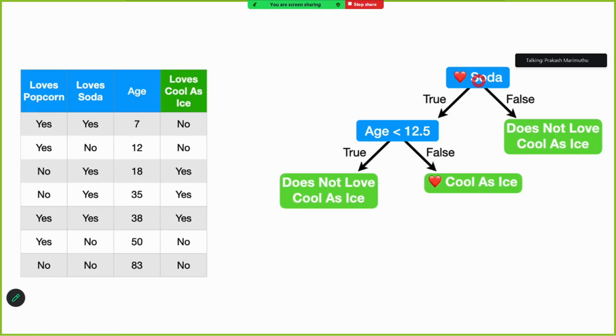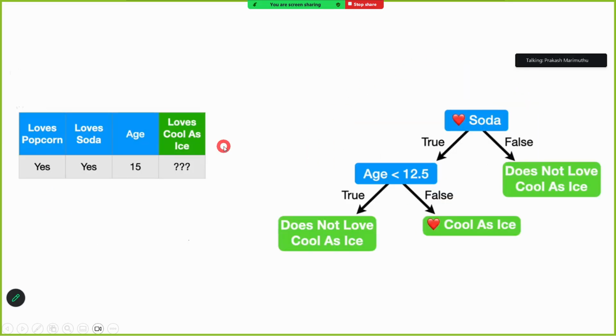That is secondary. Now this is how a tree will look. After building the tree like this, we are going to predict for something. If this is the data point, this is a person, will this person love this movie or not? That is the idea. So let us ask the first question: whether he loves soda.